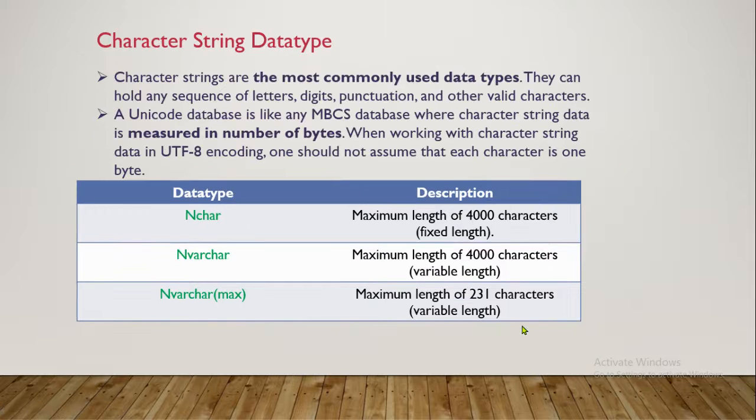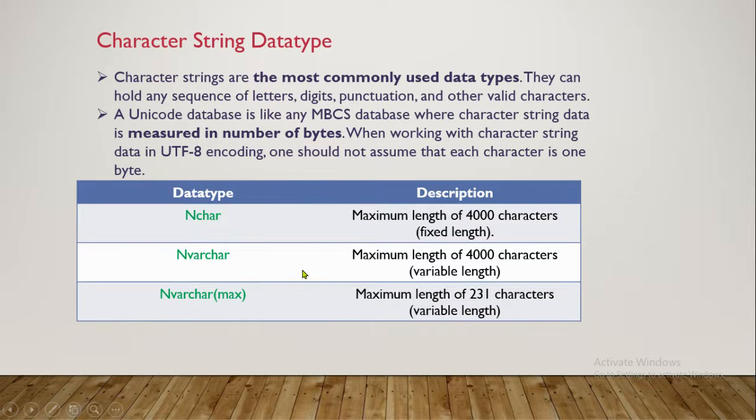Now, the next data type is character string data type, but it is different from the earlier data types. It can store Unicode data, where character string data is measured in number of bytes. So for such type of data we have to use data types like nchar, maximum length of 4,000 characters, fixed length. It is like character, which we used earlier.